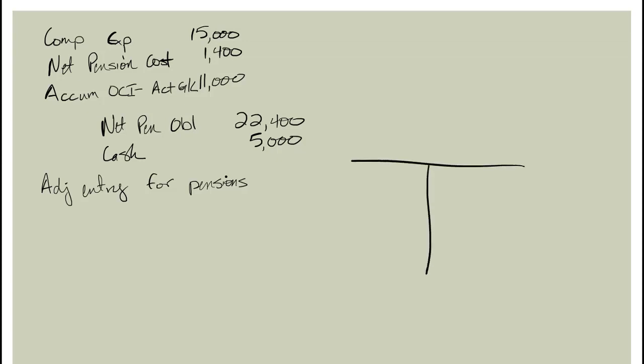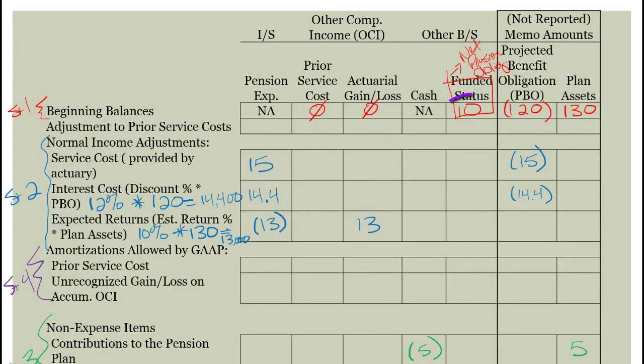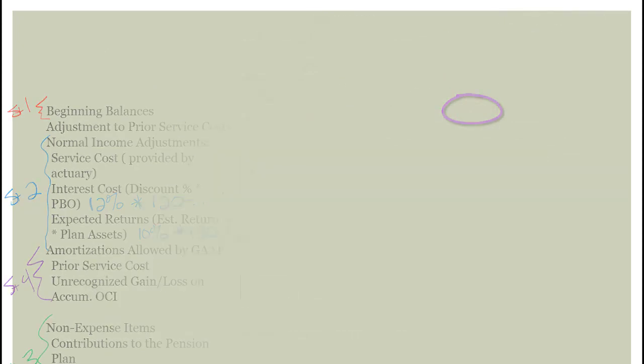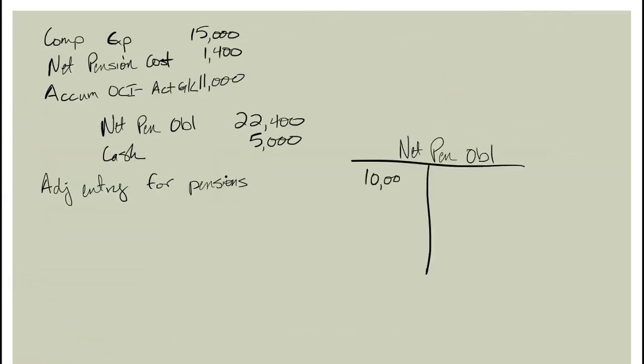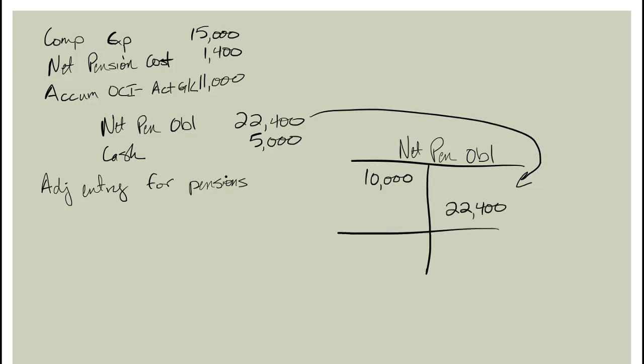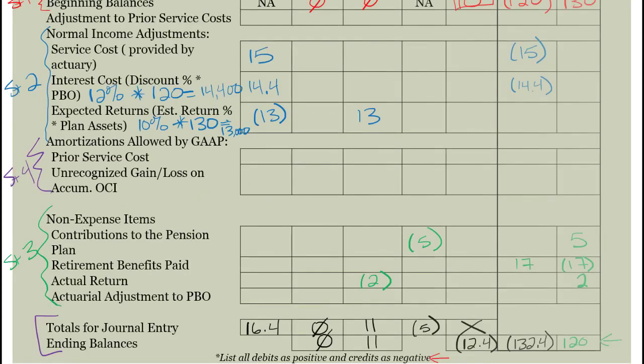You see, I want to make sure that I did this right, and to do that I'm going to actually look at my T-account for my net pension obligation. And if you remember, we started with a debit balance of 10,000. So I'm going to put that in here. And we've just credited the account 22,400. So using my beginning balance and my journal entry, I now think that this account should have a credit balance of 12,400.